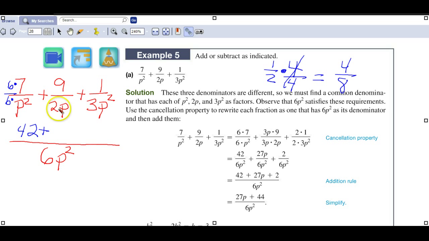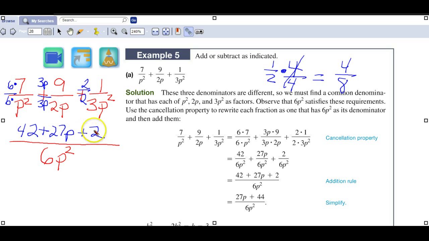Now what do I have to multiply this one by to make it this common denominator? And if you said the 1 is in the form of 3p over 3p, you are correct, because 3p times 2p is 6p squared, and my numerator now becomes 27p. And what do I have to multiply this by? What form of 1 makes this denominator 6p squared? And if you said 2 over 2, that is correct.